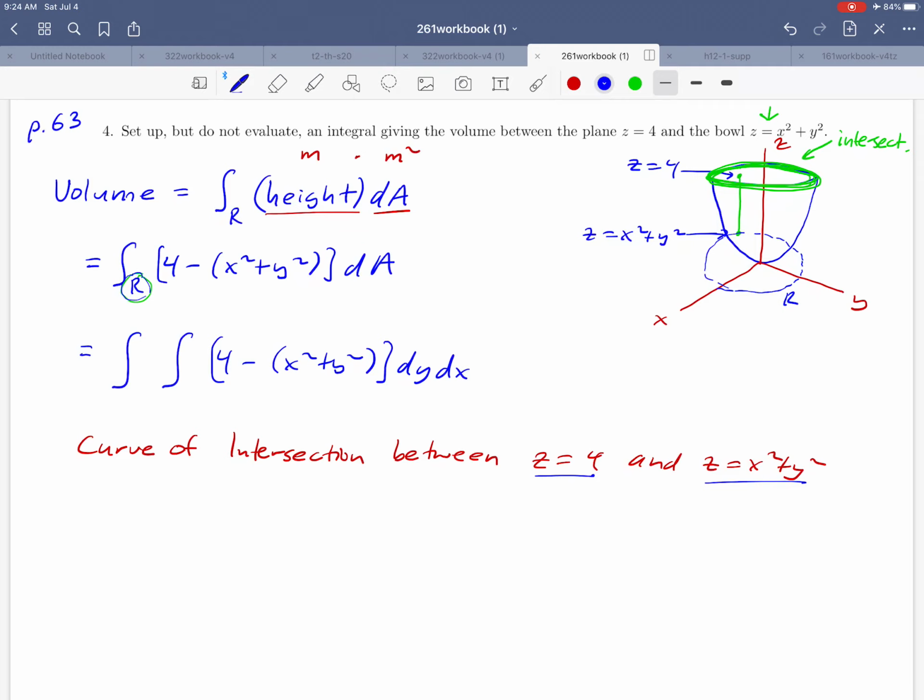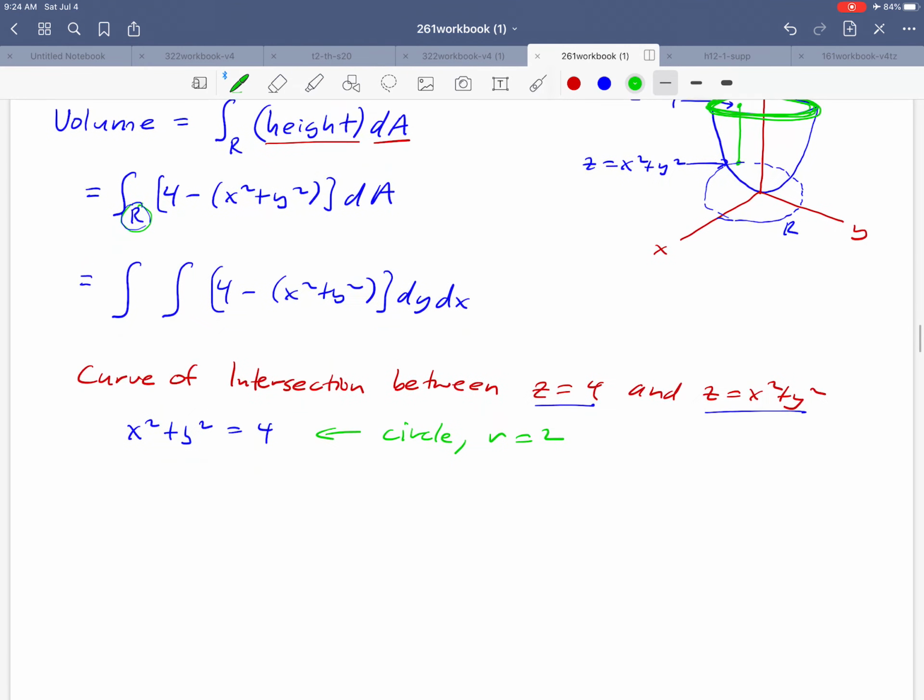So if we want to know where those two surfaces cross, we're just going to take x squared plus y squared, set it equal to 4, and ask, what does that equation represent? Well, that's a circle in 2 dimensions of radius 2, x squared plus y squared equals 2 squared. Let's draw a separate picture of that circle, just in 2 dimensions. Sometimes we call this a projection picture.